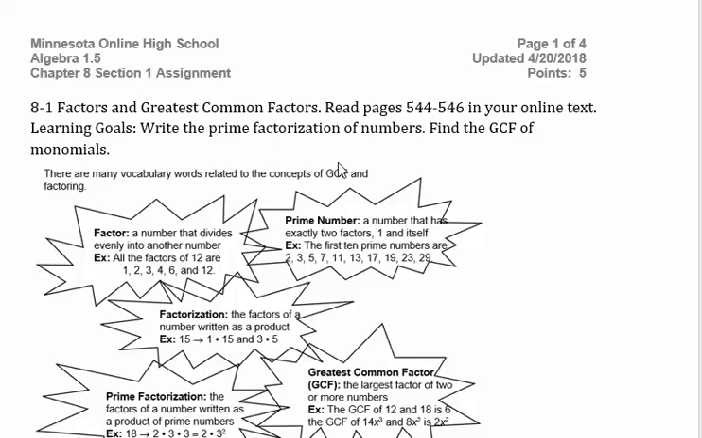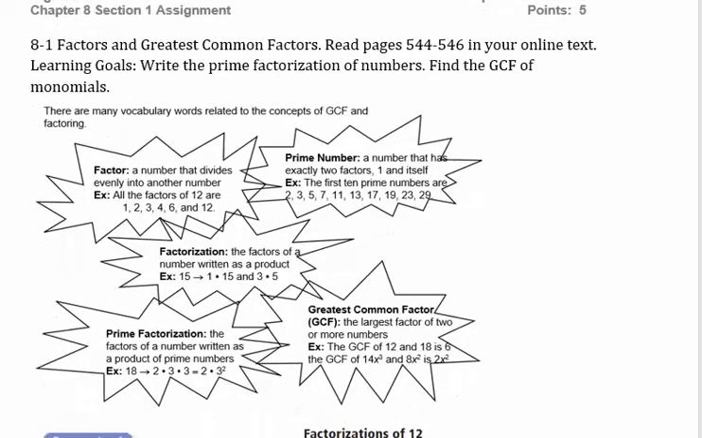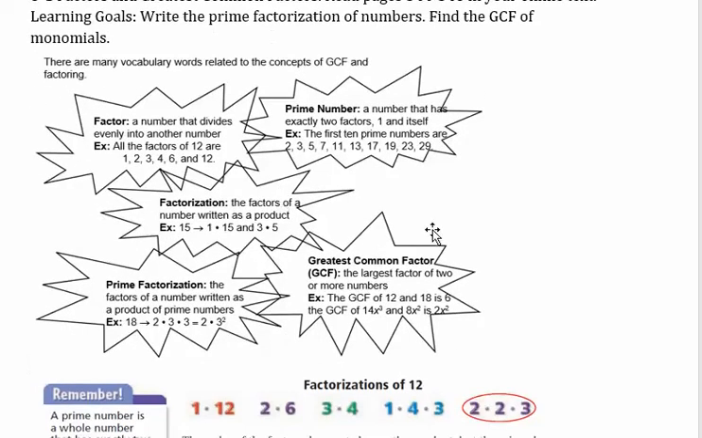In this video, we are going to learn how to do some of the Chapter 8, Section 1 assignment. This is on factors and greatest common factors. So be sure you've looked over your textbook first, and then when you're ready, on this worksheet, here's some of the vocabulary you need to know.